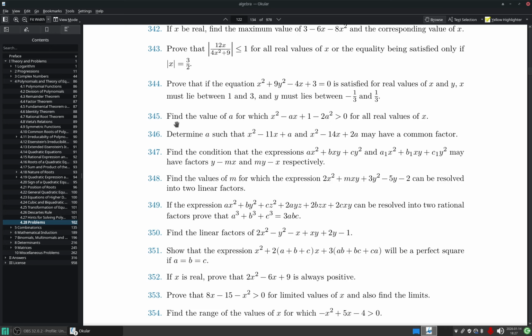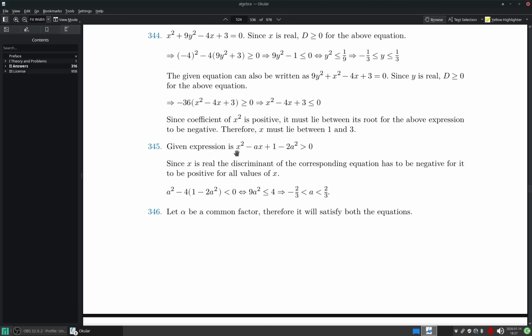Question 345 says that find the value of a for which x square minus ax plus 1 minus 2a square is greater than 0 for all real values of x. So in this case also, since the expression has to be always positive for all values of x, the discriminant of the corresponding equation must be negative. So compute the discriminant, it is a square minus 4 into 1 minus 2a square less than or equal to 0, that is, 9a square less than or equal to 4. So a must lie between minus 2 by 3 and 2 by 3.